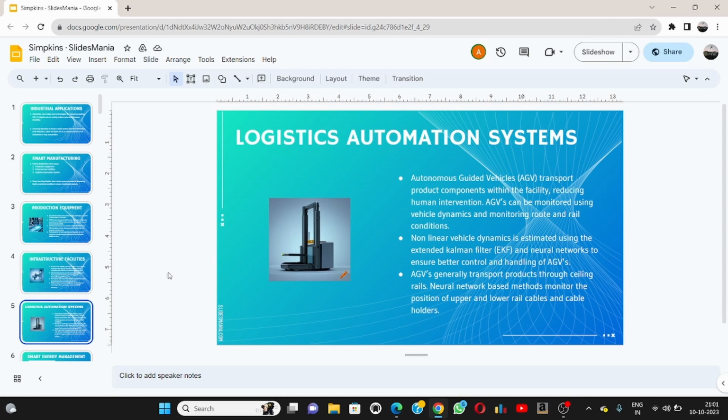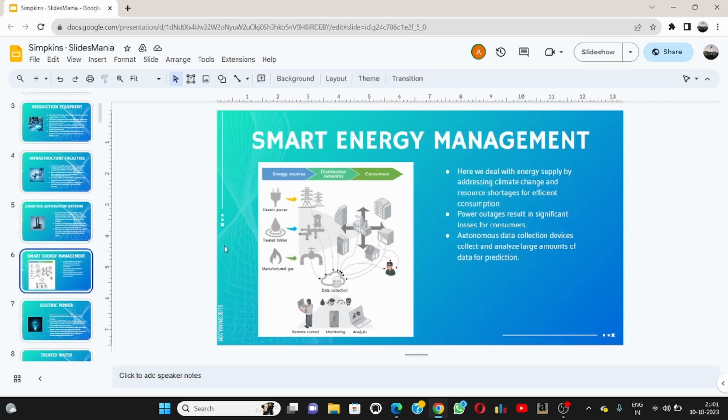AGVs generally transport products through ceiling rails. Neural network based methods monitor the position of the upper and lower rail cables and cable holders. Next, let's talk about smart energy management.